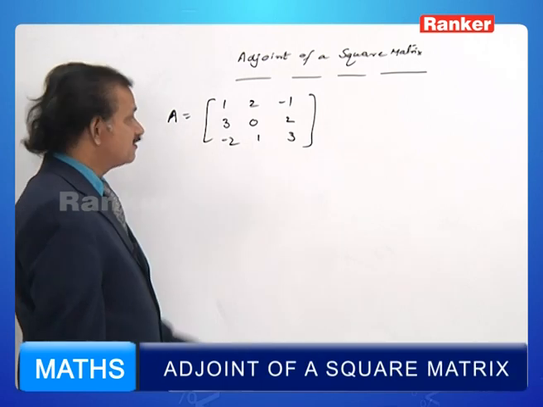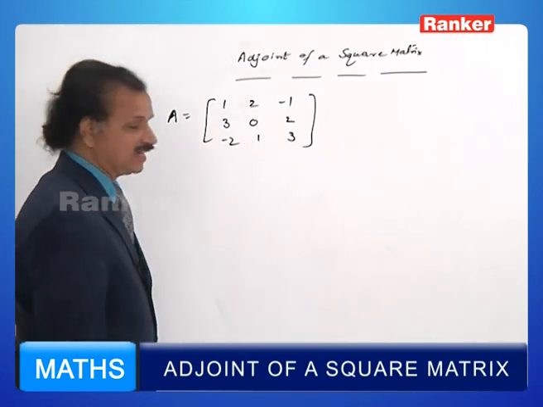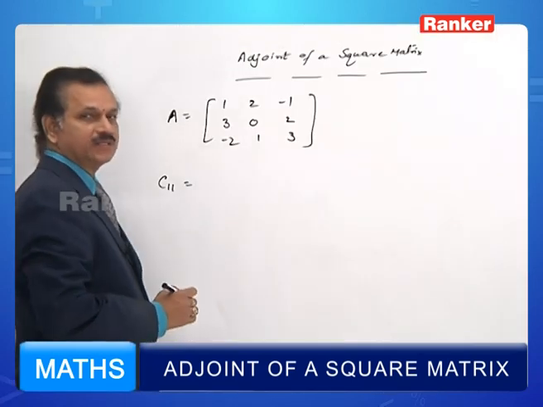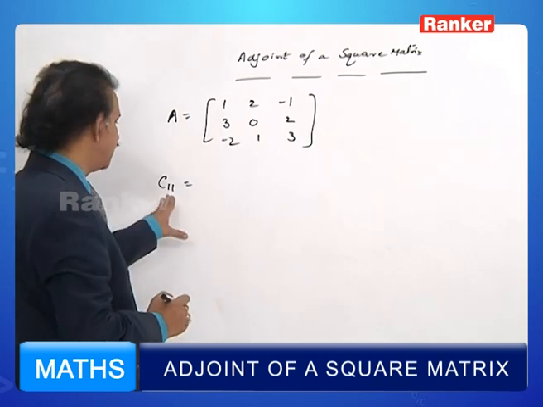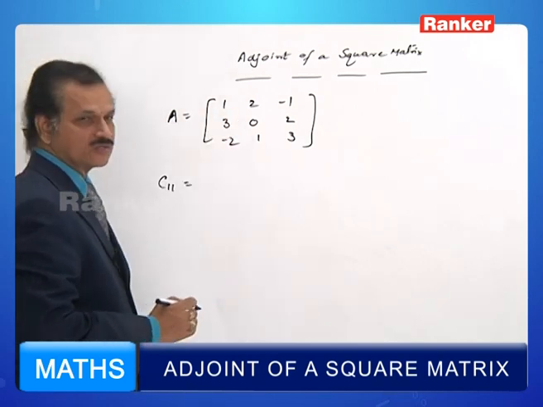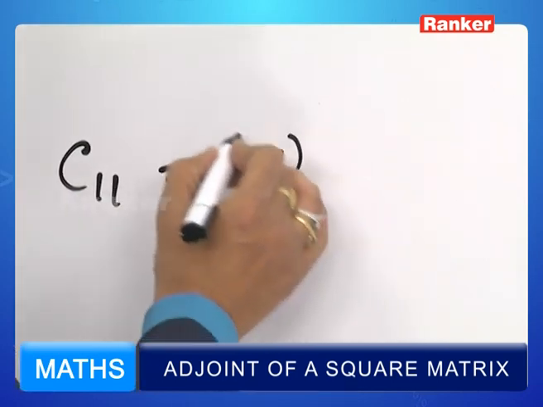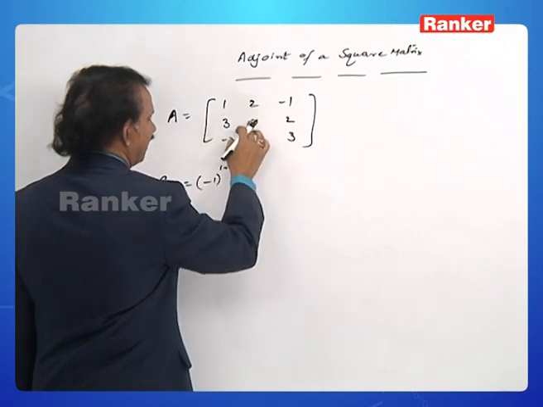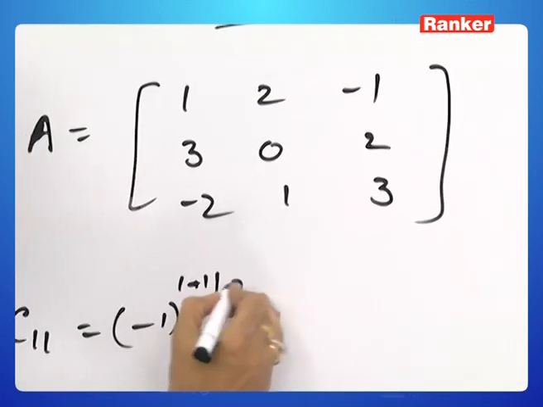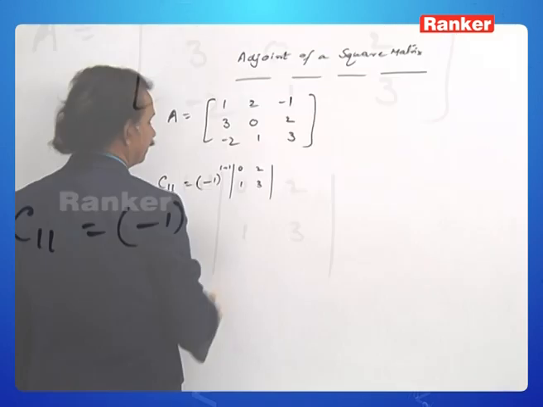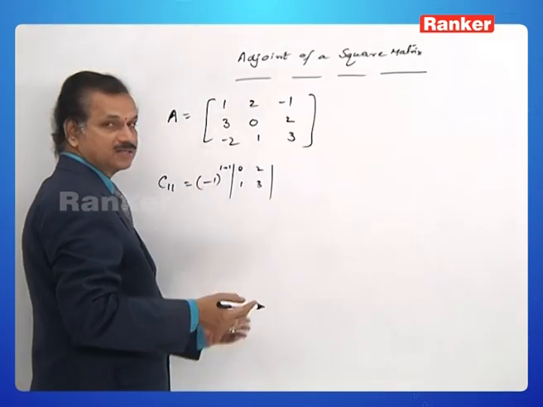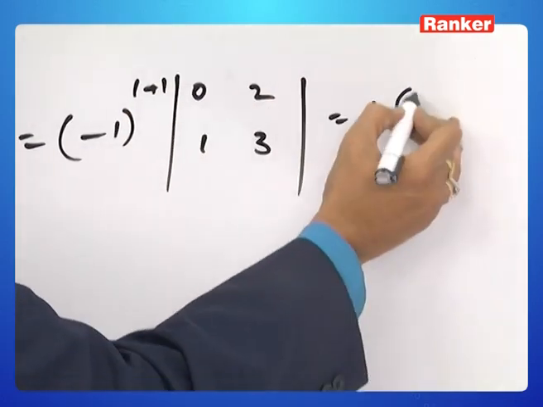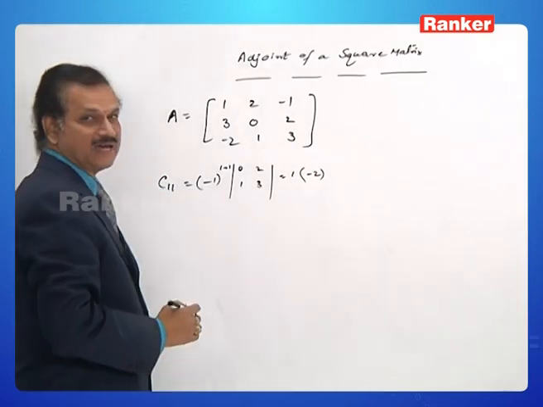Good. Let us first find the cofactors of all these elements according to the known symbolism C11. What do you mean by C11? The cofactor of the element in the 1/1th place, that is the first row, first column. According to the definition, it is -1 whole to the power of 1 plus 1 into, delete the row and column. What do you have? 0 minus 2. It is -1 whole power 1 plus 1, which is -1 whole square, that is plus 1, into 0 minus 2, which is minus 2. C11 is minus 2.